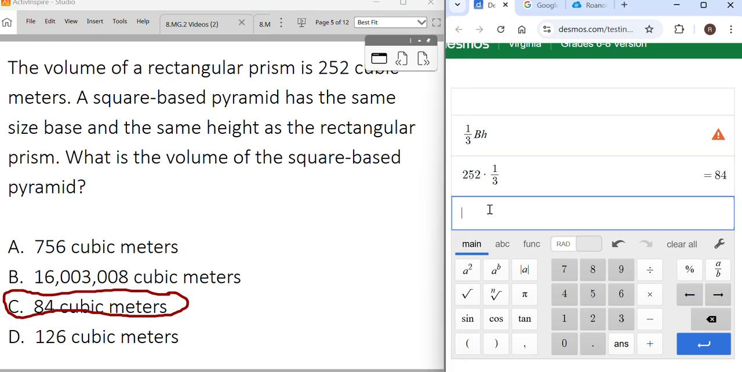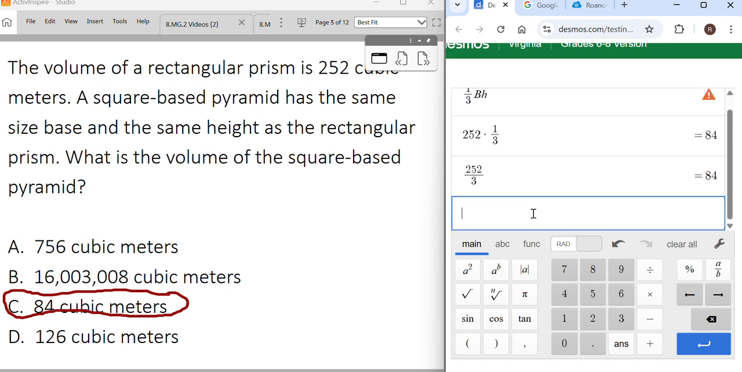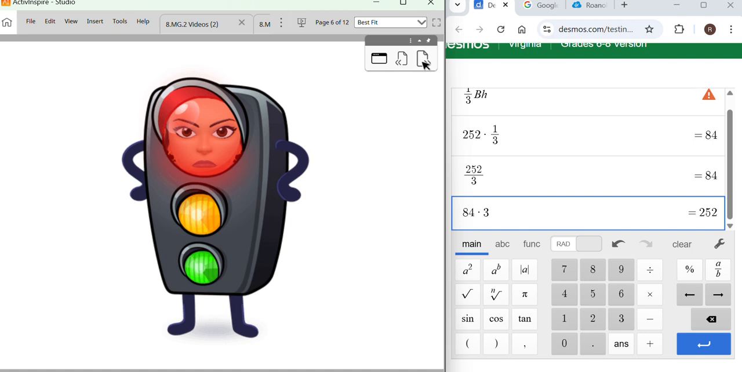If it works better for you, you can also take 252 and divide it by 3 to get the same answer. If they had given you the 84 as the volume for the square-based pyramid, you could take that 84 and multiply it by 3 to get the volume of the rectangular prism. And that's it for now. Let's stop.